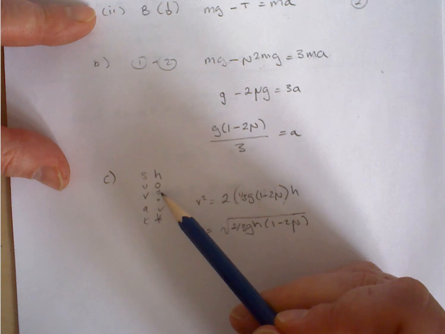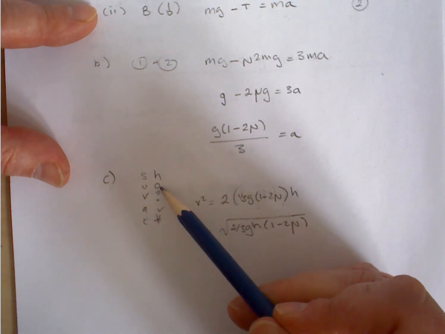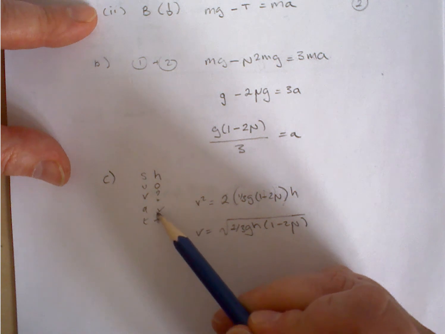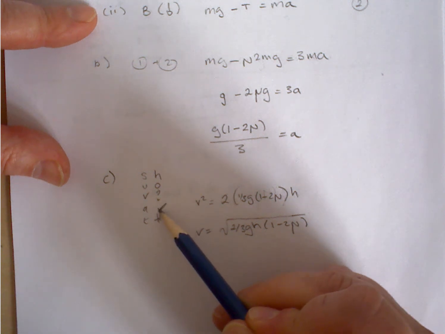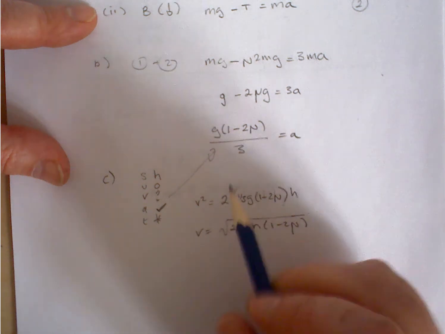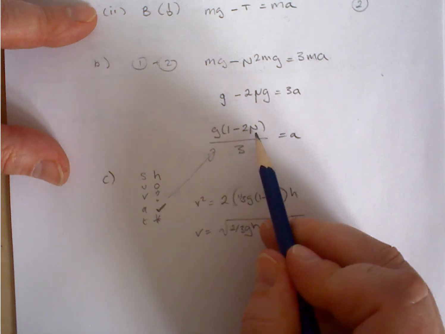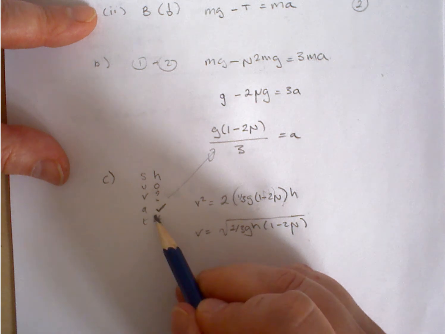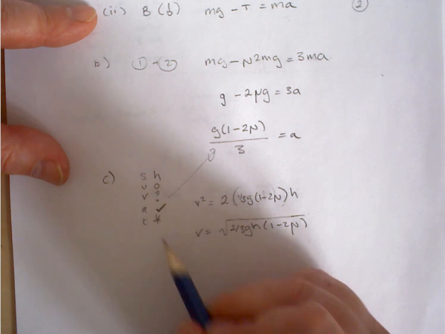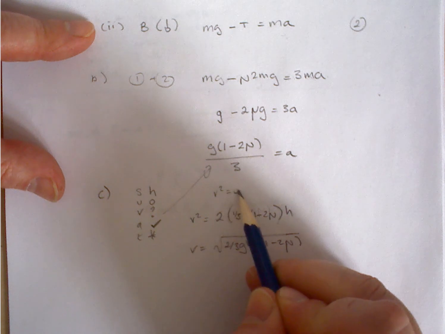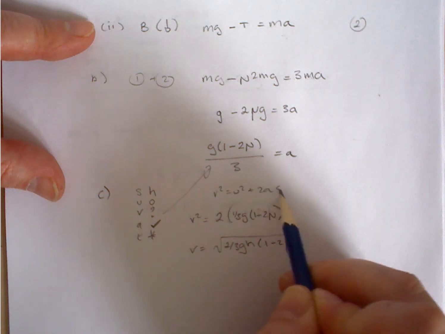The initial velocity, this thing was released from rest, so I've put that at 0. The v, the final velocity, is what I'm trying to work out. And I've put a little tick here to indicate that I know acceleration. Well, how do I know it? I know it in terms of g and mu. So this means that the equation I'm going to use is the last one, which if you remember is v squared equals u squared plus 2as.